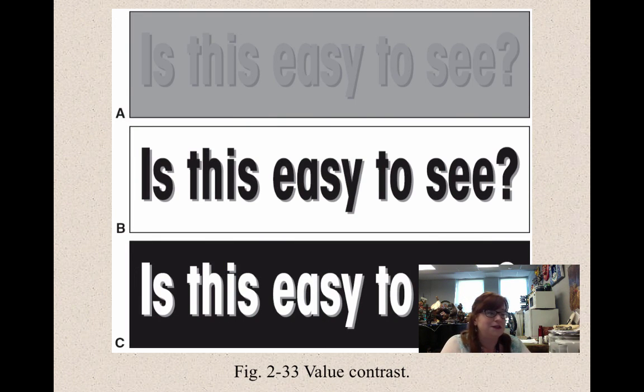So let's use this as an example. This is an example of value contrast. We have letter A, letter B, letter C. Which one of these is the easiest to read? If you said B or C, you'd be correct. And the reason for that is there's a very high contrast between black and white. So it's much easier to see than letter A, where everything is in different shades of gray.